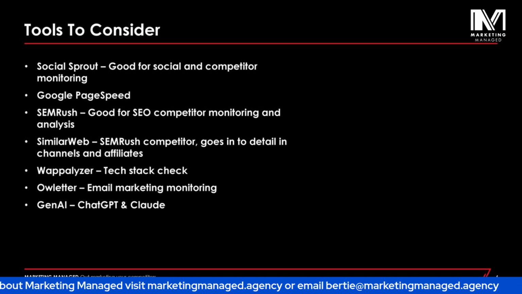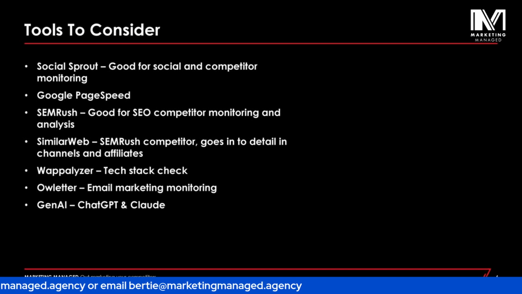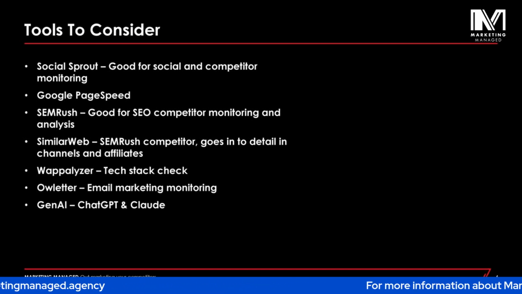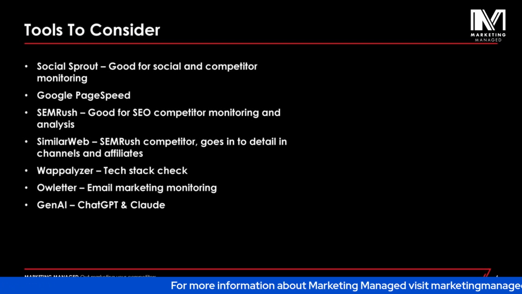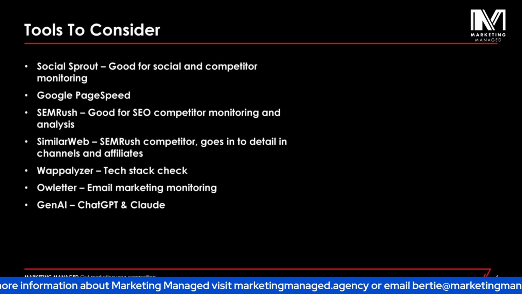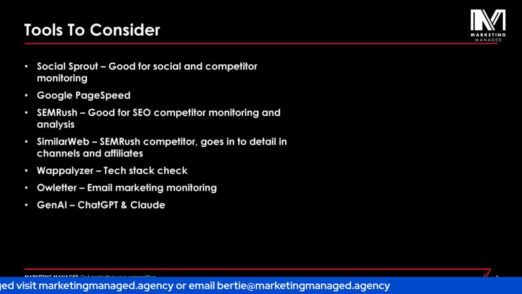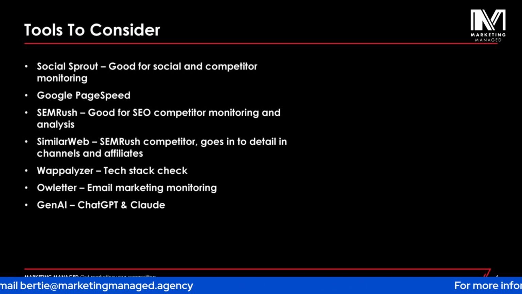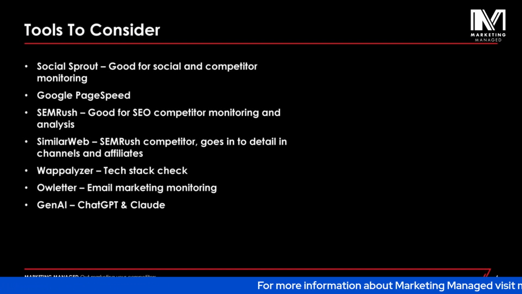These are some of the tools to consider. Sprout Social is good for social and competitor monitoring. Google PageSpeed, which is a page speed tool that we use to check out how the site was performing. SEMrush is good for SEO, competitor monitoring analysis. It also deals with content analysis as well. SimilarWeb, very similar to SEMrush, goes into details on channels and affiliates a bit more than SEMrush does, but they both do a very similar job. They're both very, very good tools.